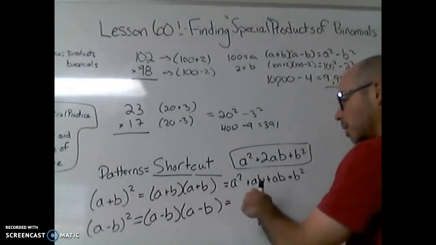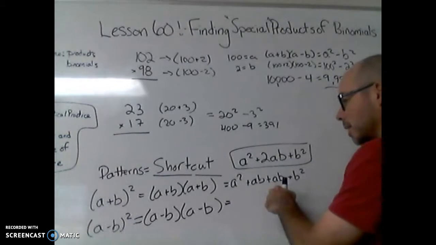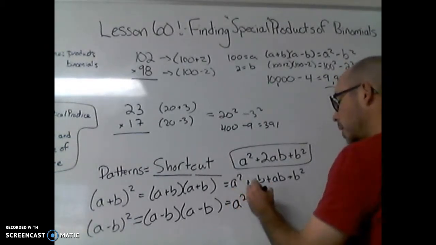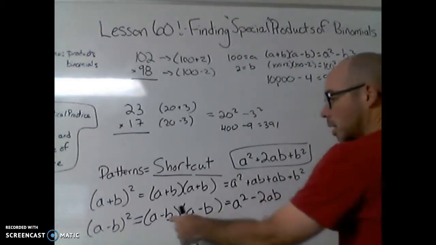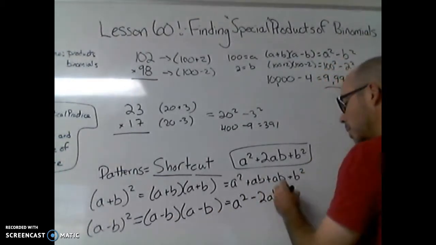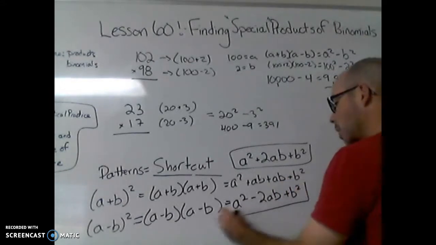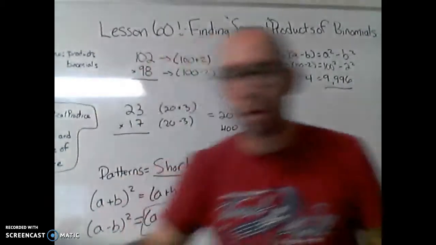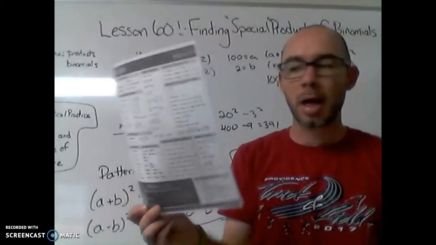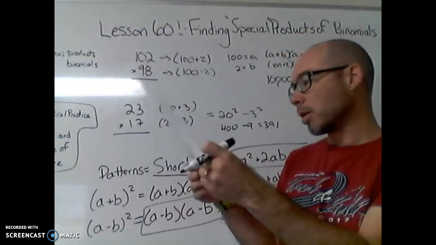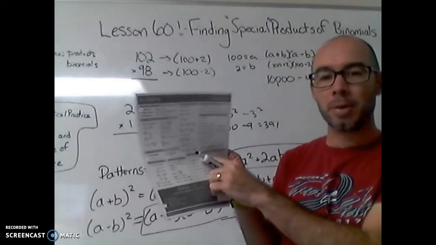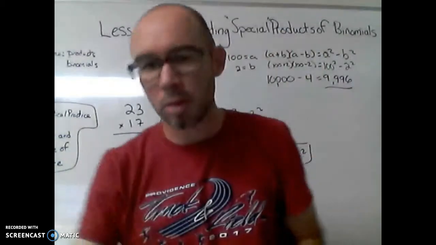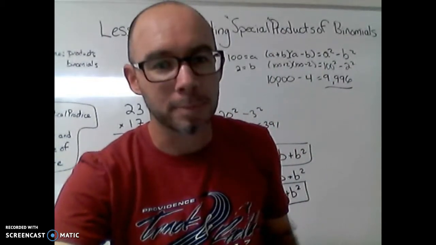Everything's the same except in the middle it's minus and minus. So this pattern ends up being a squared minus 2ab. And then when you go negative b times negative b, that makes a positive b squared. So that's the pattern for that one. You can find that on your algebra reference guide. It is on there under common factoring examples. And so you definitely want to keep that handy and put it down into your notes so that you can reference that and use it later on.